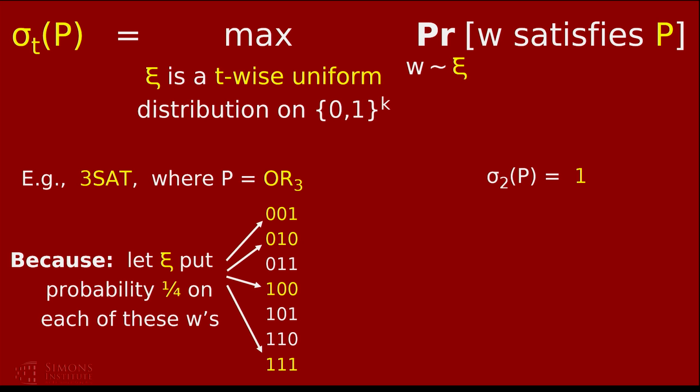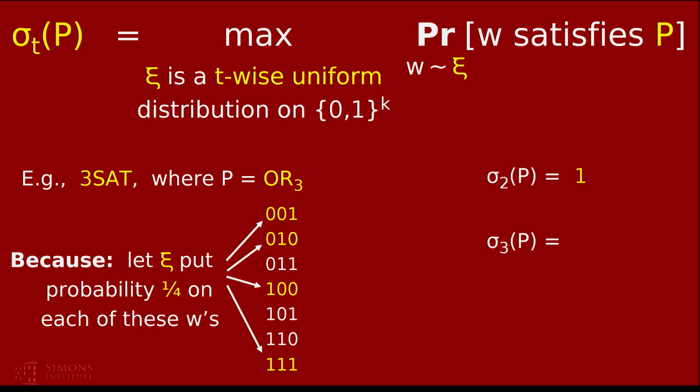You just let psi be this well-known pairwise uniform distribution that's probability a quarter on these 4 strings, the 4 strings that add up to 1 mod 2. That's a pairwise uniform distribution. It has all of its probability mass on the support of the OR predicate. So sigma 2 of p is 1.